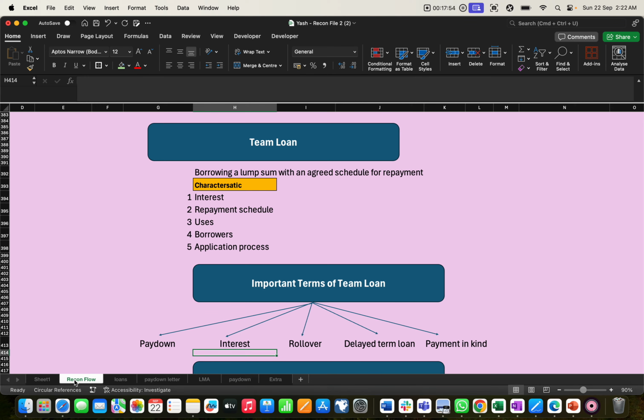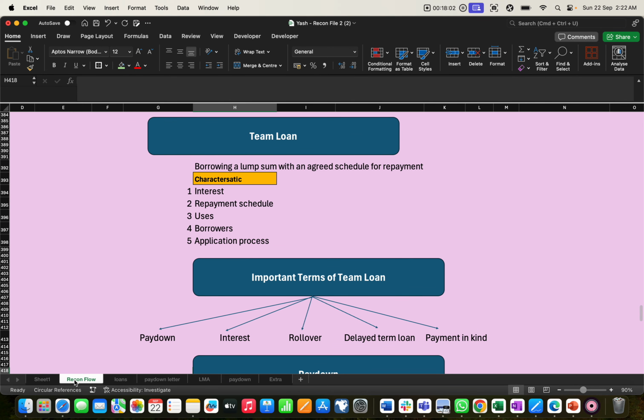Okay. The most important features of this term loan are interest, repayment schedule, and users, like how many parties are included, who is the co-arranger bank, the agent bank, and who is the lender, how much amount he needs in future, how the repayment schedule will go, and who will take care of the payment. Everything is mentioned. And then the application process.